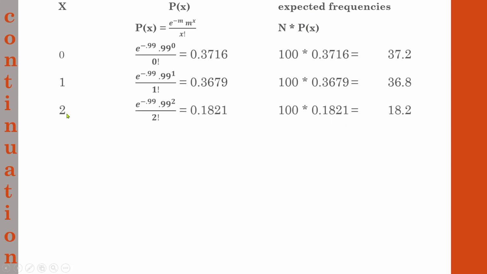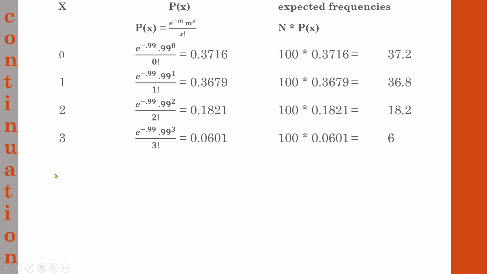Next one, the value of x is 2. That is equal to e raised to minus 0.99 into 0.99 raised to 2. That is m raised to x, here it is 2, so it is 2 divided by 2 factorial, you will get 0.1821. Once you multiply 100 with 0.1821, you will get 18.2.